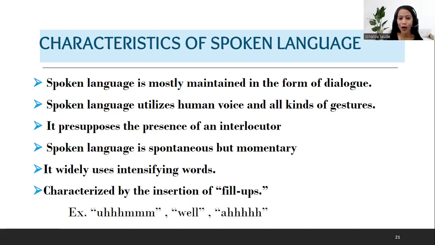We cannot use those fillers, they are not allowed in written language. Because again, in written language we follow a certain format, unlike spoken language which has no format. Okay, so those are the characteristics of spoken language. We have six characteristics of spoken language.